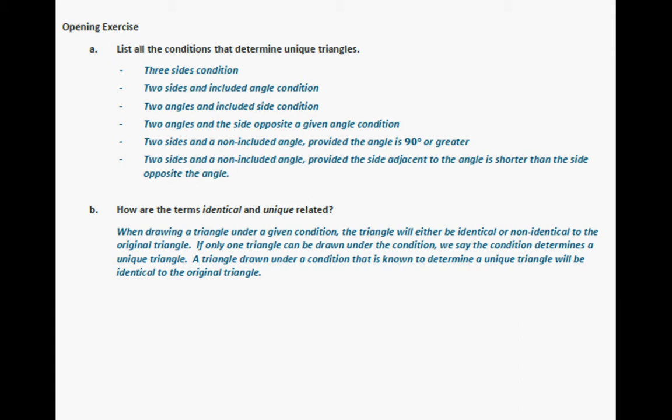Well, when drawing a triangle under a given condition, the triangle will either be identical or non-identical to the original triangle. If only one triangle can be drawn under the condition, we say the condition determines a unique triangle. A triangle drawn under a condition that is known to determine a unique triangle will be identical to the original triangle.